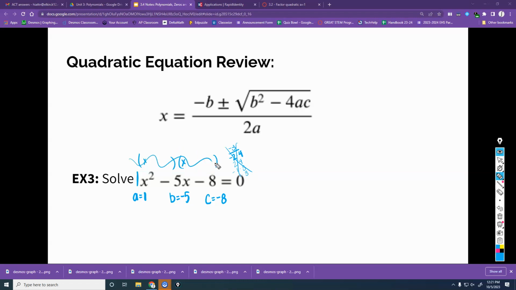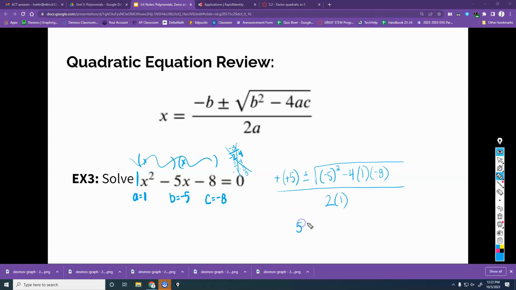So instead, you would need to use the quadratic formula or completing the square. But we are not going to really worry about completing the square until we have to. So the quadratic formula is what we're going to use. So -b, so I end up with a -5. What is -(-5)? +5, right? So plus or minus the square root of -5 squared minus 4 times 1 times -8, all over 2 times a, which is 1.